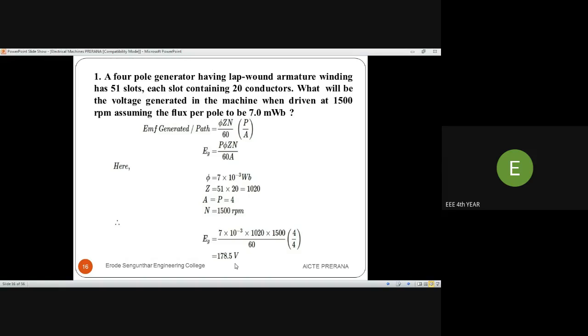It is a simple problem. Beginning the DC generator, the only thing is that for lap winding we substitute A equal to P, and for wave winding A equal to 2.